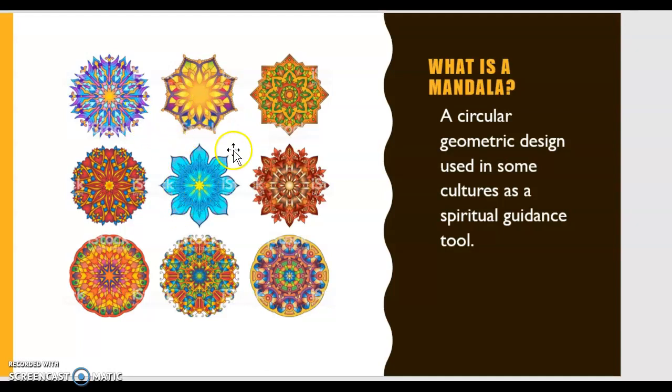I think all of these mandalas have 8 sections. So I will start with this one. 1, 2, 3, 4, 5, 6, 7, 8. Let's look at this one here. 1, 2, 3, 4, 5, 6, 7, 8. So these are all mandalas that have 8 exact sections that are exactly the same. Okay?